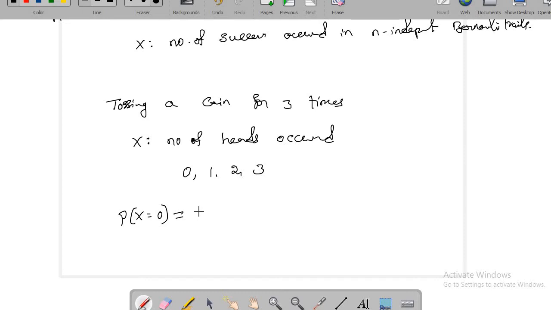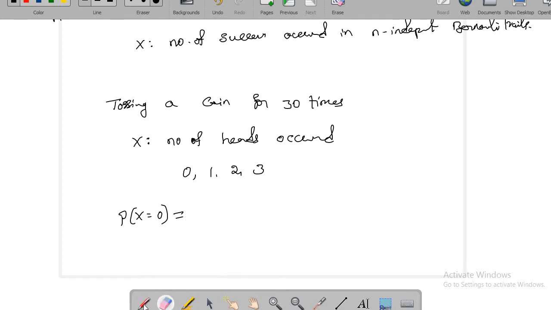One, sir. I think you are saying that there is only one favorable outcome. So 1 out of, you may say, 2 cube. Yeah, this is correct. Okay, now let me change my problem from 3 times to 30 times.